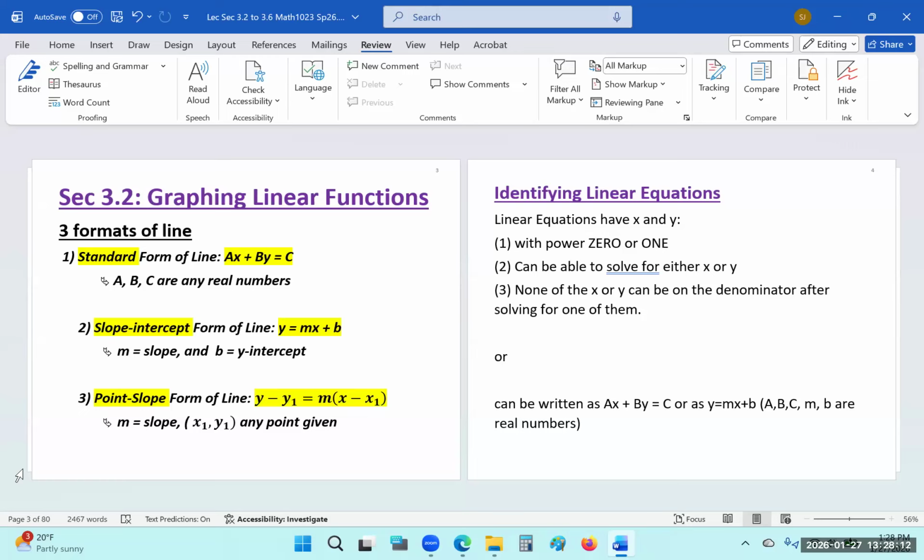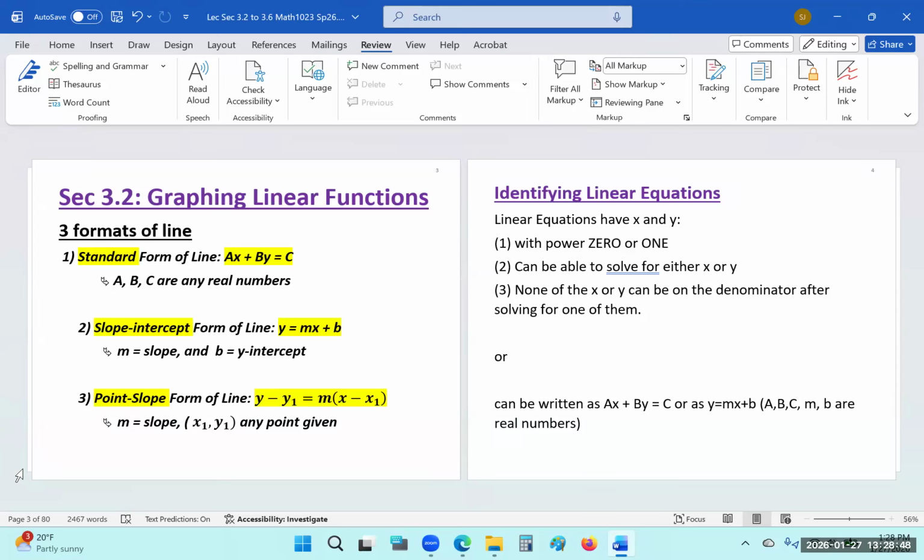Then to identify a linear equation, there are two methods. I mean, there could be other methods, but I'm going to discuss two. The first method is, whatever equation is given, if you can write it either in standard form or in slope-intercept form, that means a line. Because only a line has these formats: standard form, slope-intercept form, or point-slope form. So if you can write your equation in any of these formats, you know that the equation they give you is a line. Or you recognize three characteristics.